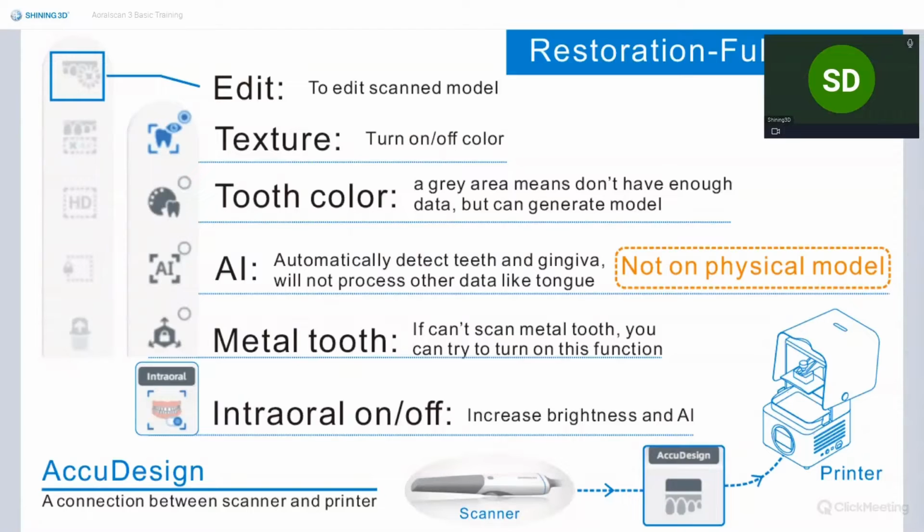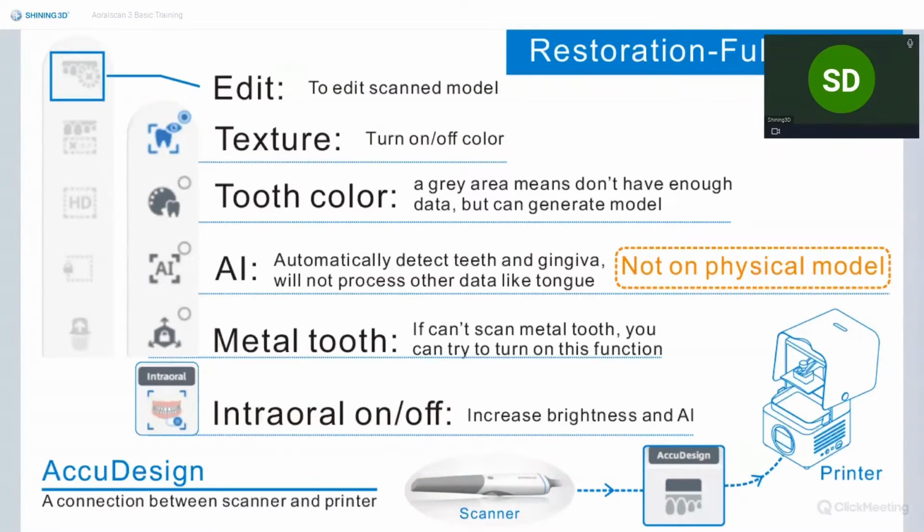This function will also increase the brightness for the scanner, because usually it's darker in the patient's mouth. But since the AI function will only detect the real teeth and the gingiva, it will not collect data from a physical model. So please remember, do not use the AI function when you scan a model, and I will do a demonstration later to show you what happens if you enable the AI function during scanning of a physical model.